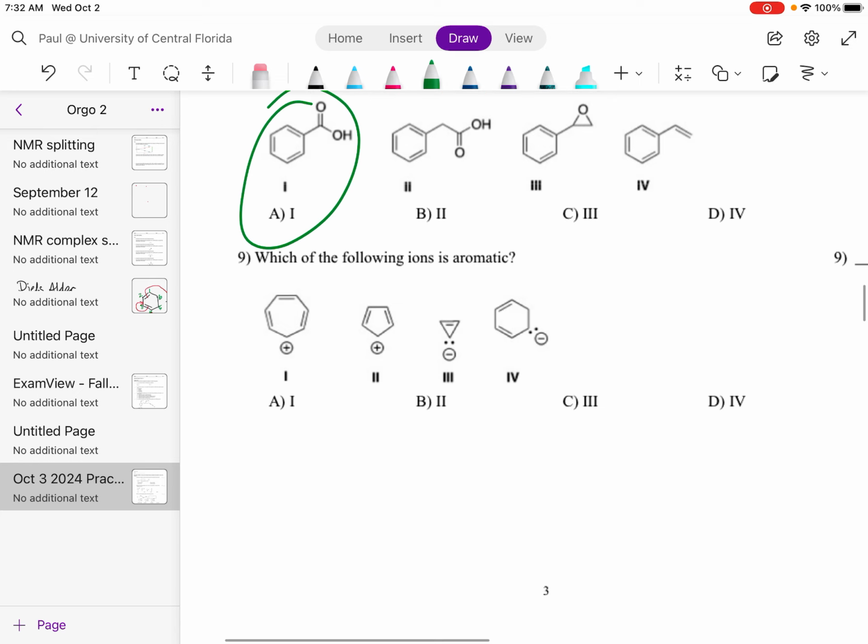Which of the following ions is aromatic? Well, we have our seven-membered ring right there. That's the tropylium ion. We just already know that one's aromatic. And you can convince yourself by saying, hey, the 4n plus 2, that's going to equal 6 electrons.